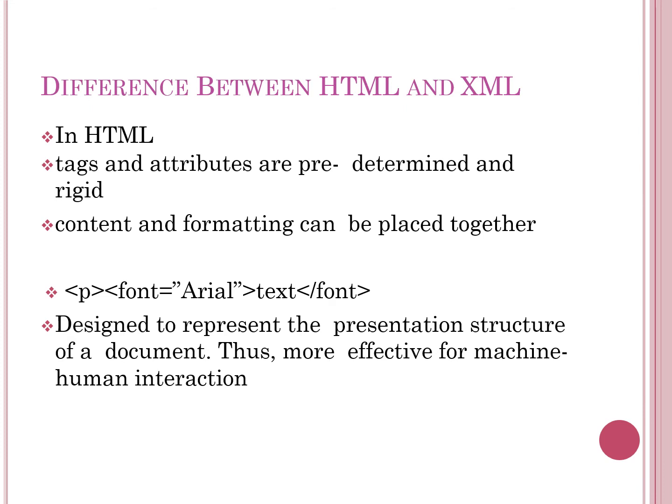In HTML, tags and attributes are predetermined and rigid. In HTML, the contents and formatting can be placed together. The example given here is the font style, Arial, and that is the formatting, and the content is the text. So these two are grouped together. Here it is designed to represent the presentation structure of the document, thus more effective for machine-human interaction.